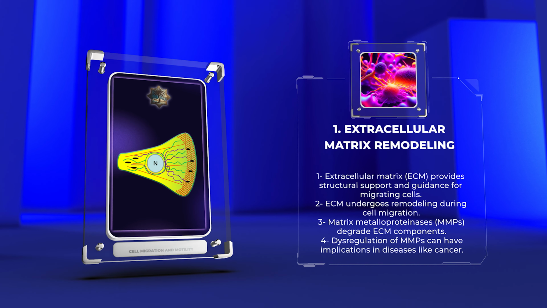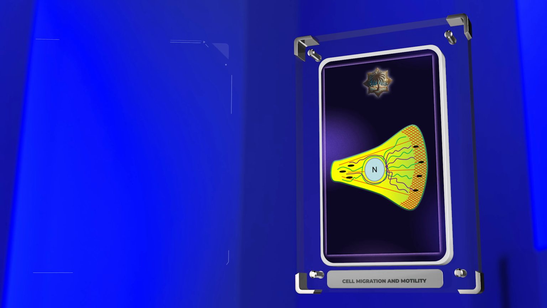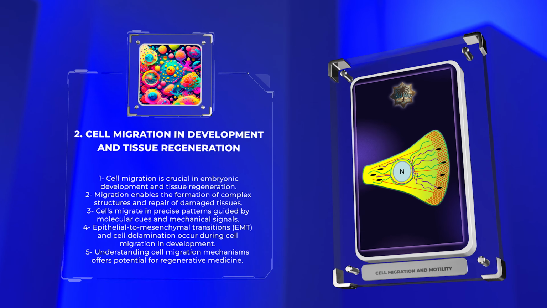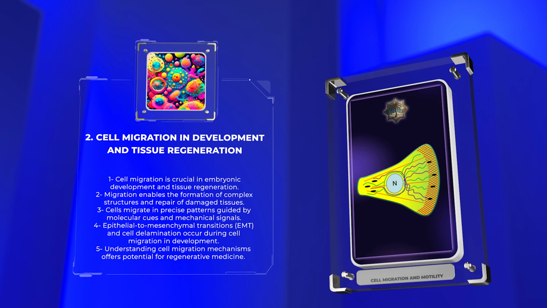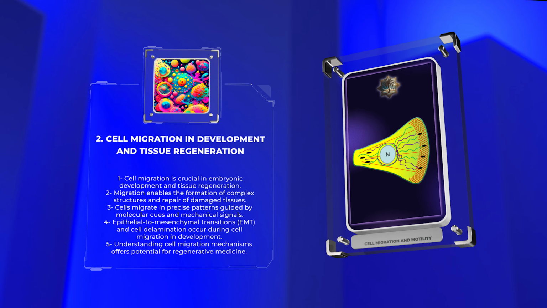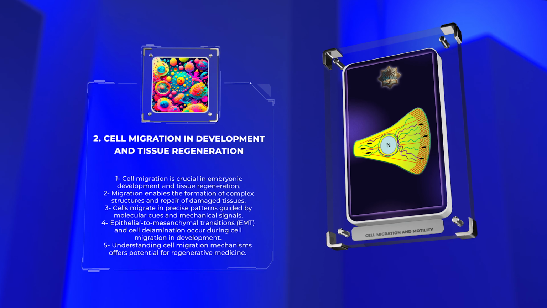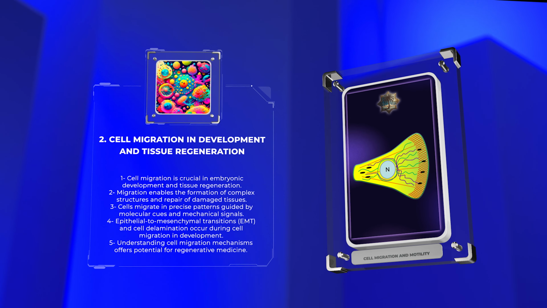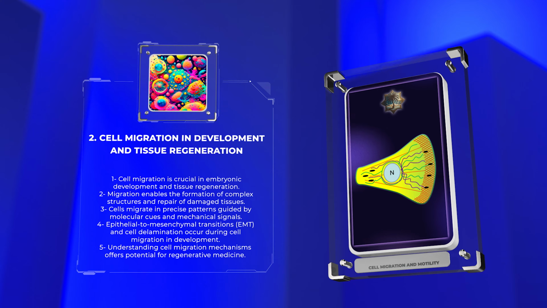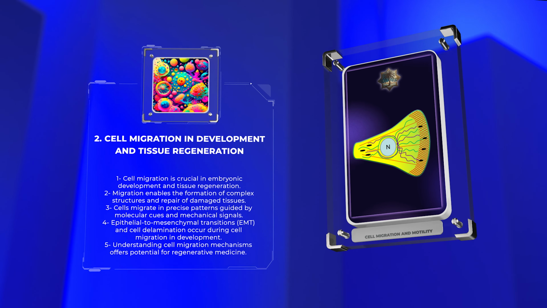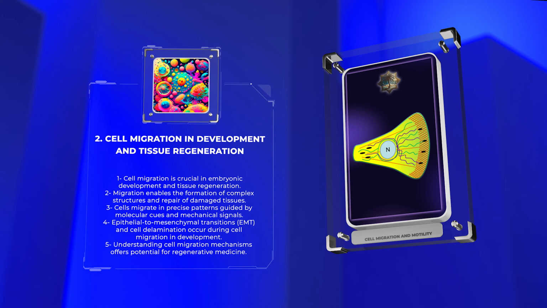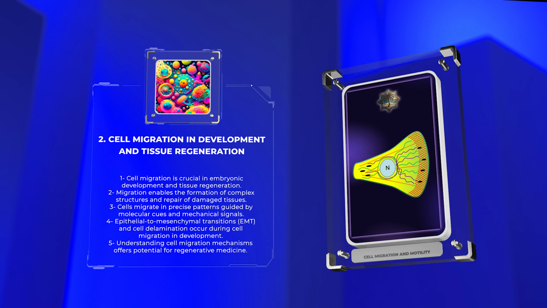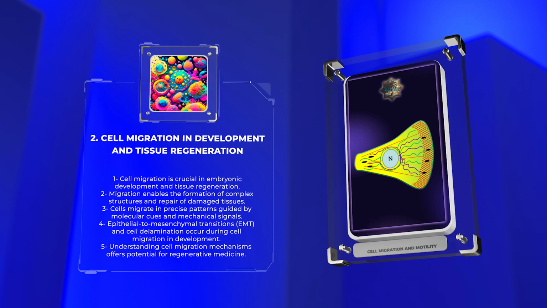and activating signaling pathways. Cell migration is highly orchestrated during embryonic development and tissue regeneration. It enables the formation of complex structures and the repair of damaged tissues. In development, cells migrate in precise patterns guided by molecular cues and mechanical signals. For example, during gastrulation, cells undergo epithelial to mesenchymal transitions, EMT, and delaminate from the primitive epithelium to migrate to their intended destinations. Similarly, in tissue regeneration, cells need to migrate to the site of injury to facilitate healing. Understanding the mechanisms underlying these processes offers potential avenues for regenerative medicine.